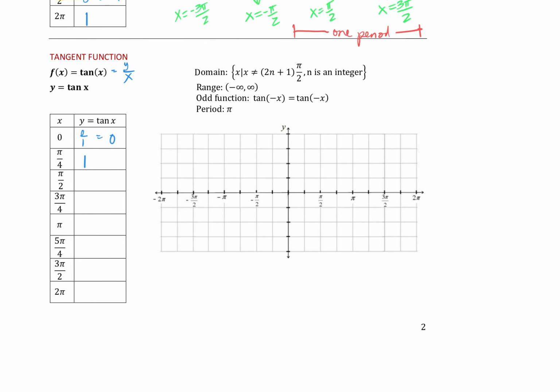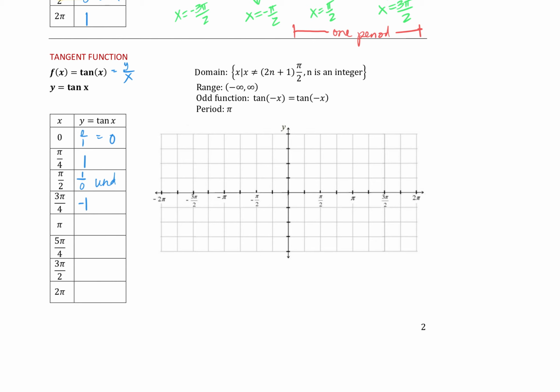And at pi over 2, x is 0, y is 1, which gives us undefined. So that's where we're going to have our asymptotes. It's going to be at odd multiples of pi over 2. And then I'm going to jump to 3 pi over 4. So that would be in the second quadrant, halfway, where sine and cosine are the same, except sine is positive, cosine is negative, which would mean our tangent will be negative 1.